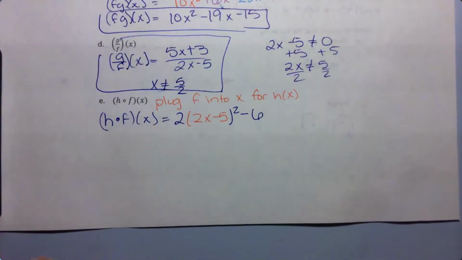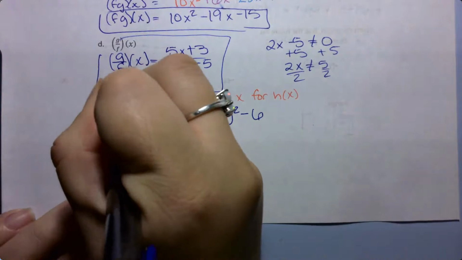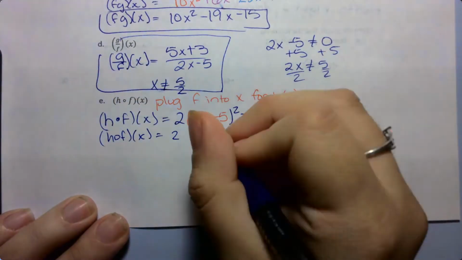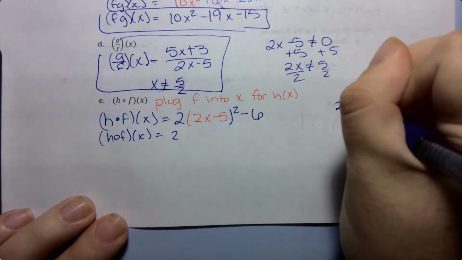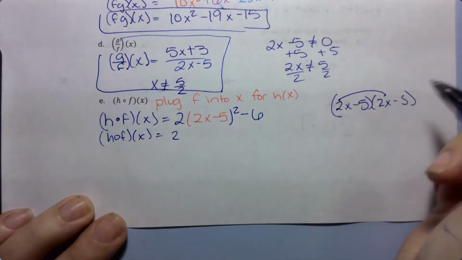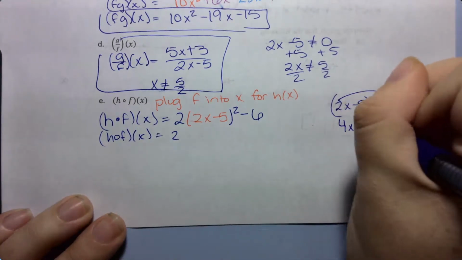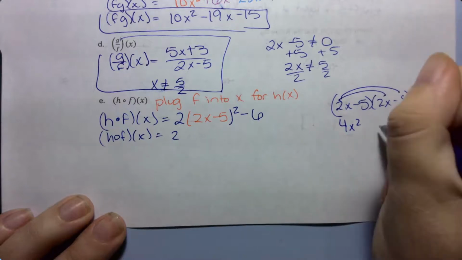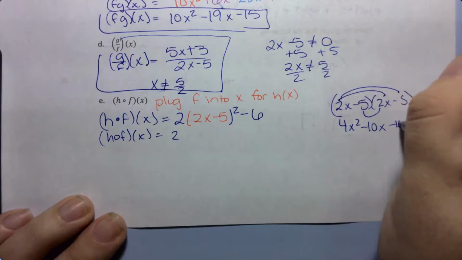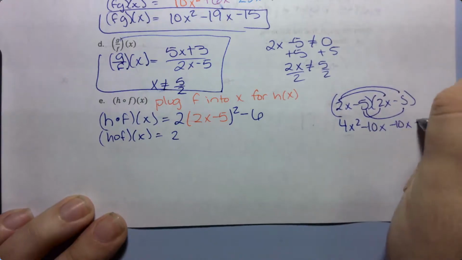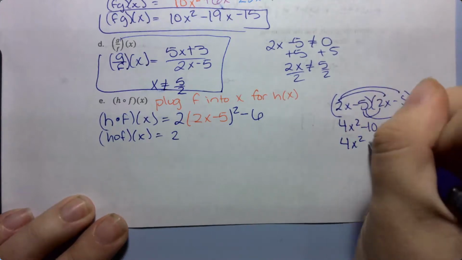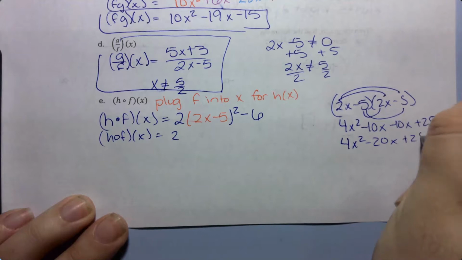Then I just need to go ahead and simplify. So I'm going to have h of f of x. That 2 is still going to be on the outside. I am squaring 2x minus 5. So remember, that means I have 2 of these written out. So I'm going to have 2x times 2x, which gets me 4x squared. 2x times negative 5 gets me negative 10x. Negative 5 times 2x gets me negative 10x. Negative 5 times negative 5 gets me positive 25. So if I simplify this, I have 4x squared minus 20x plus 25.